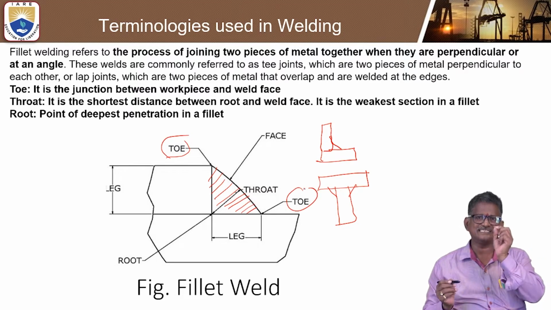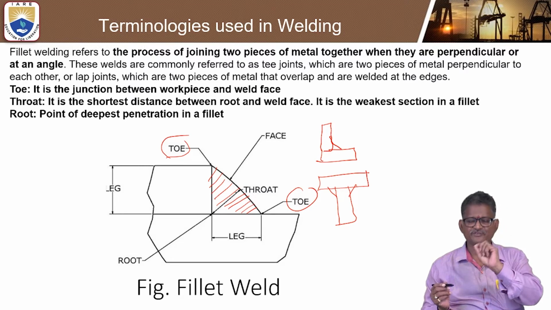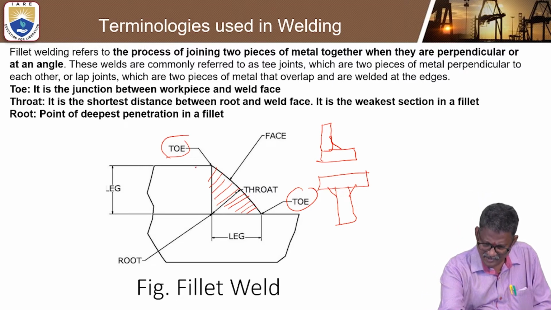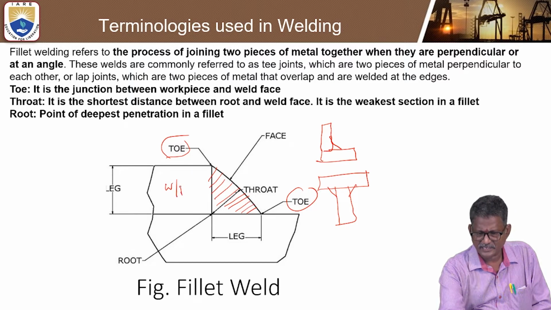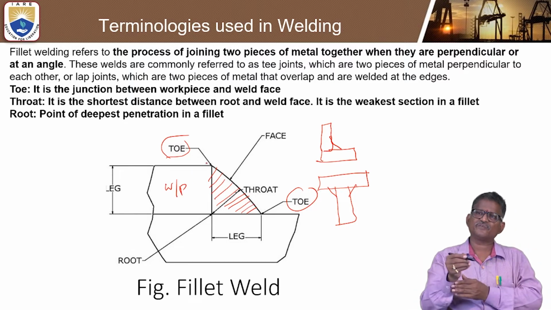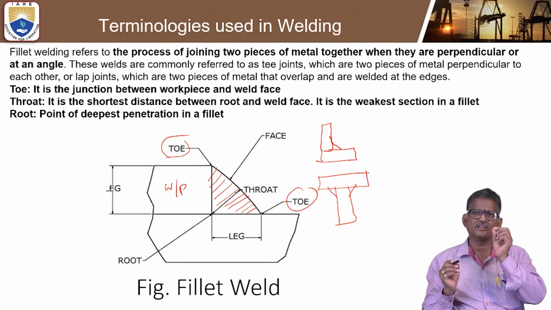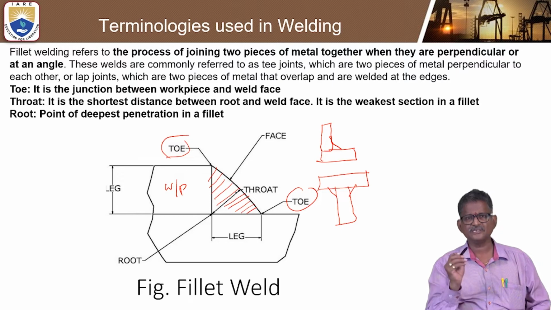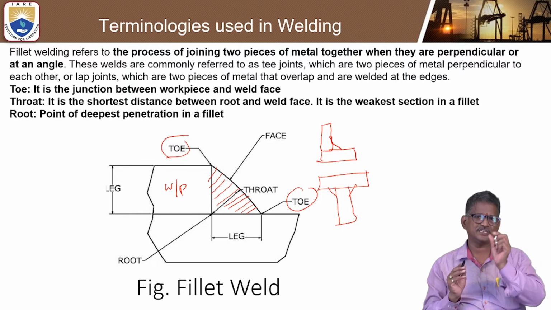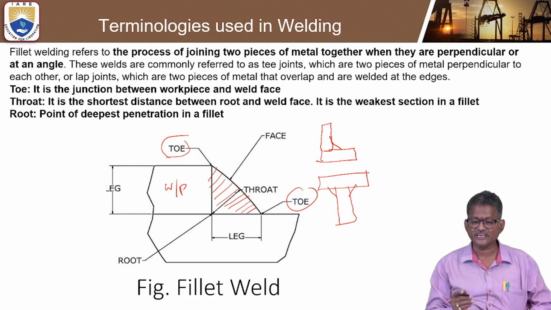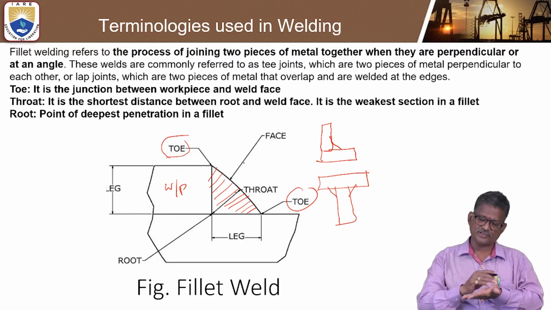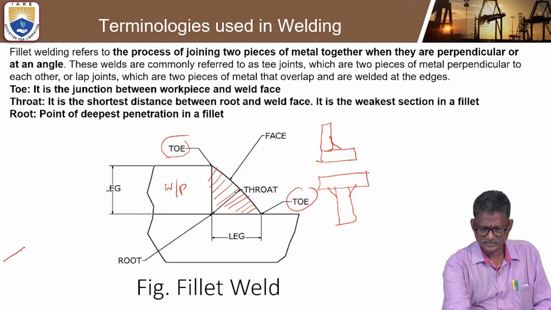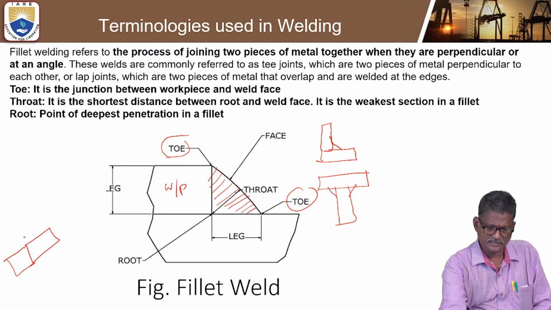It is the junction between the workpiece and the weld face. This is called the workpiece. And the junction where you perform the welding, that junction we will call a toe. So it is the left toe, it is the right toe. Mainly it is the junction between the workpiece and the weld face. This is called the weld face, how you can perform welding on any two metals. So if you take a horizontal one, how we can perform it, like this, okay.